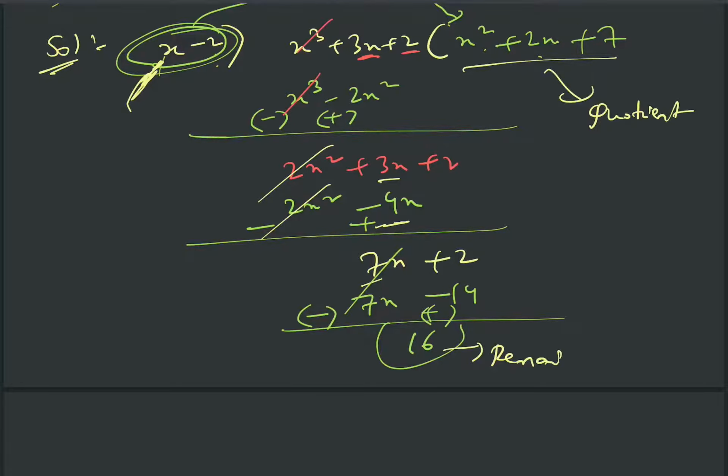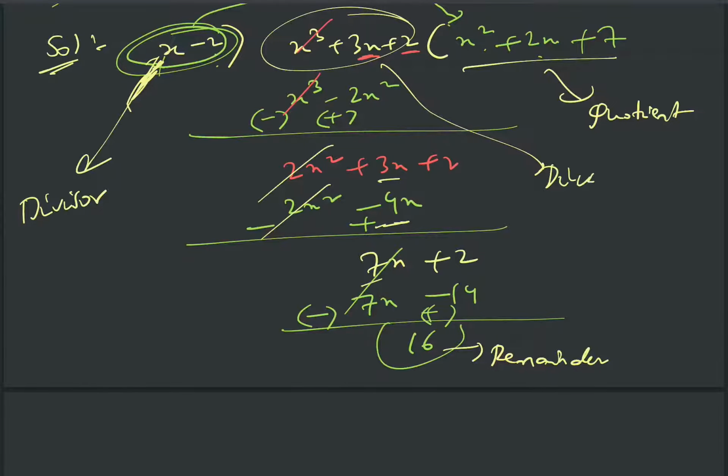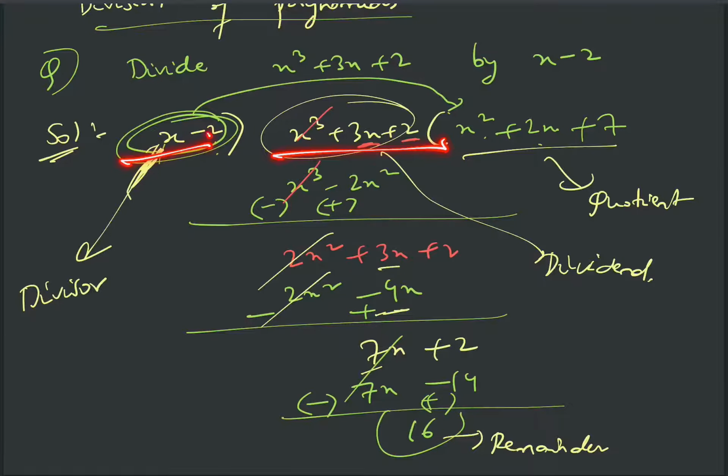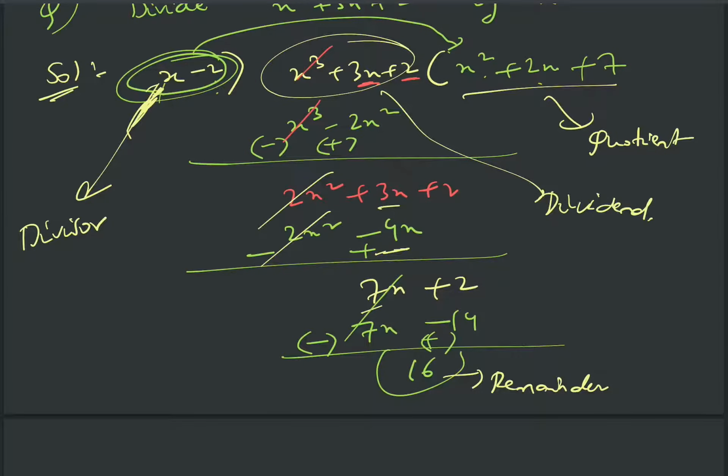And this is called the remainder. This is called the divisor, and this is called the dividend. So you divide the dividend by the divisor, and you get some quotient and some remainder. Whenever you divide a dividend by a divisor, you get some quotient and some remainder. If the remainder is 0, then you can say that this divisor is a factor of this dividend.